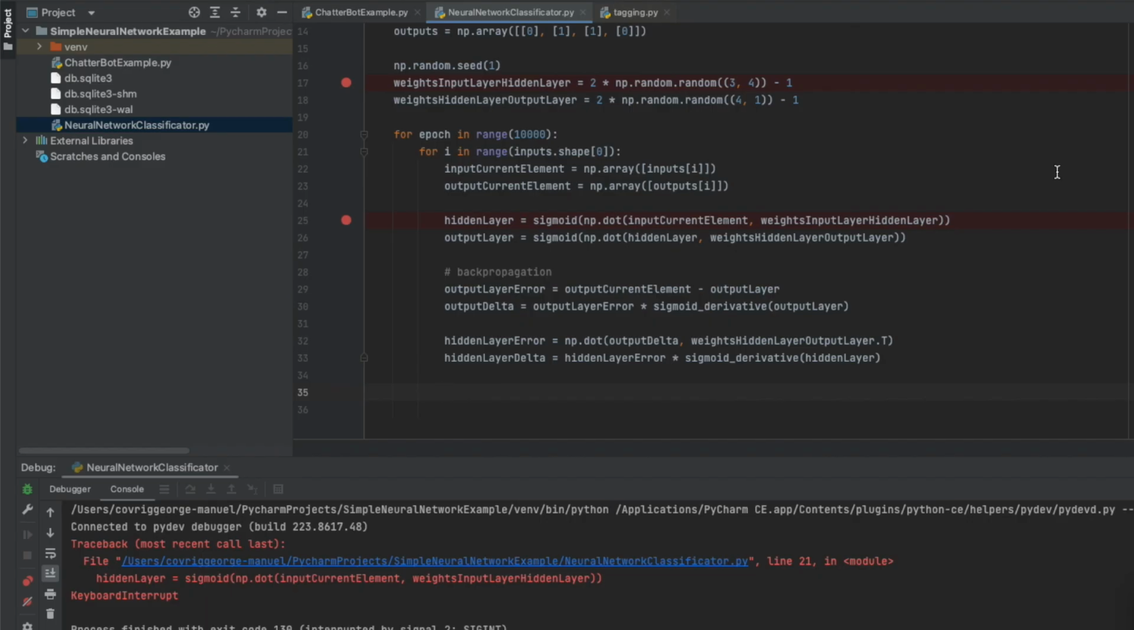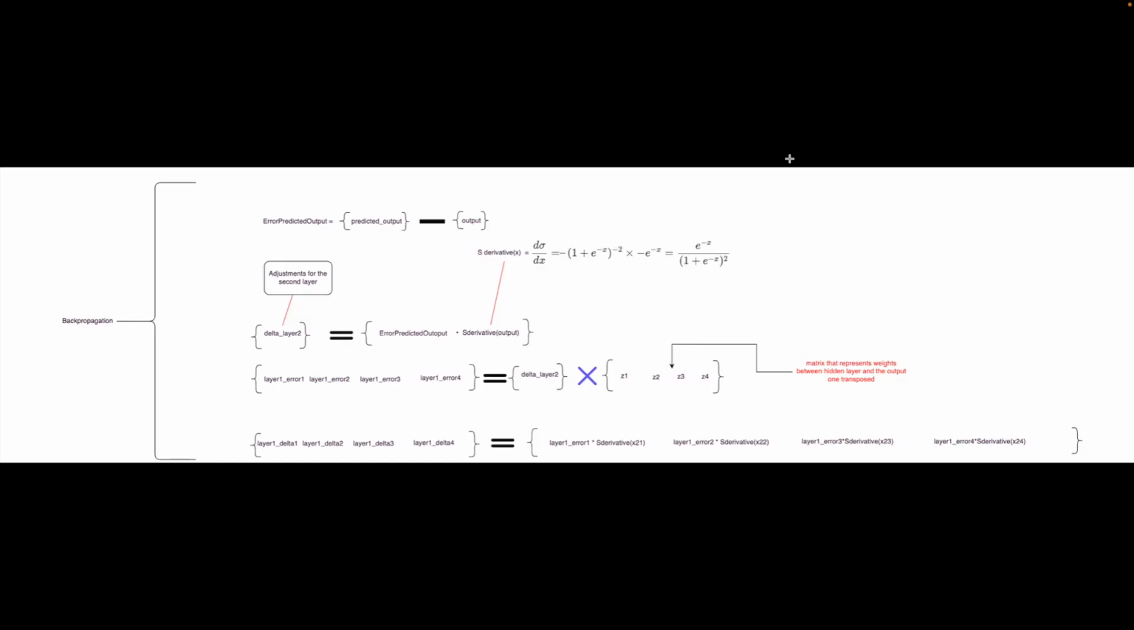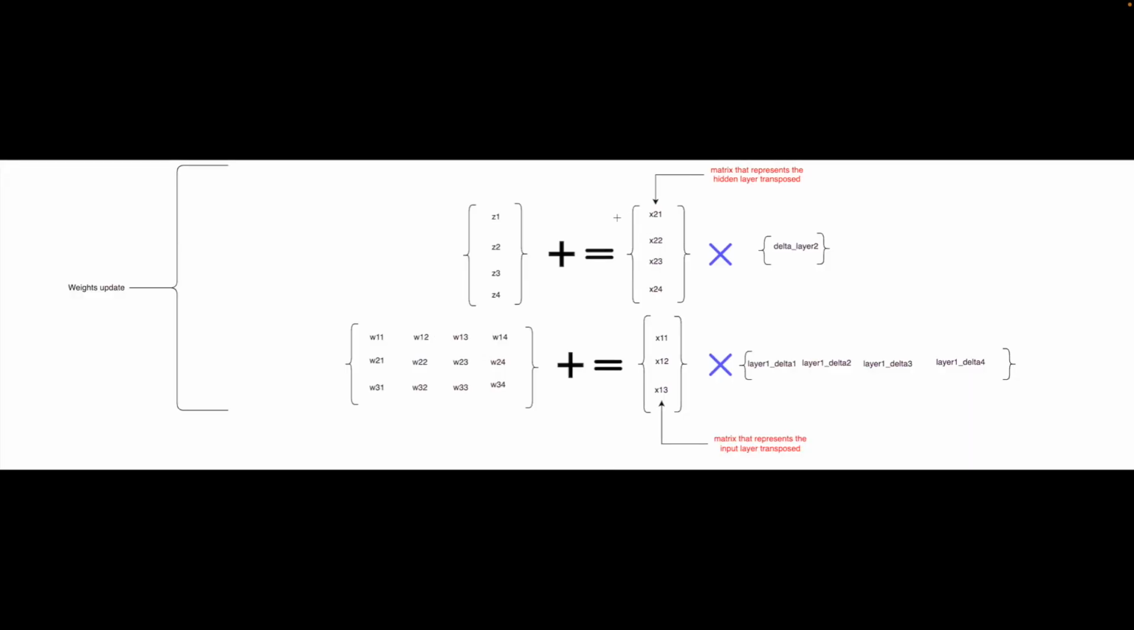The last part of training a neural network is the weights update. First, we will have to update the weights between the hidden layer and output layer. Then we will have to update the weights between the input layer and the hidden layer. We will do that by adding the multiplication between the matrix that represents the hidden layer transposed and the delta for the output layer.